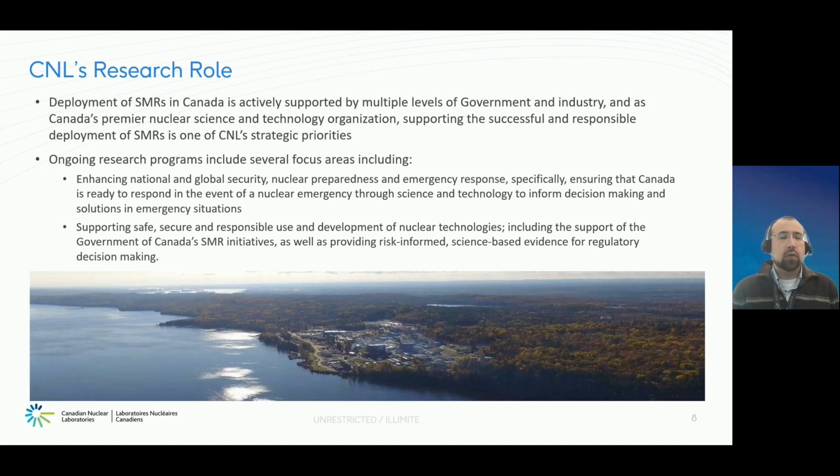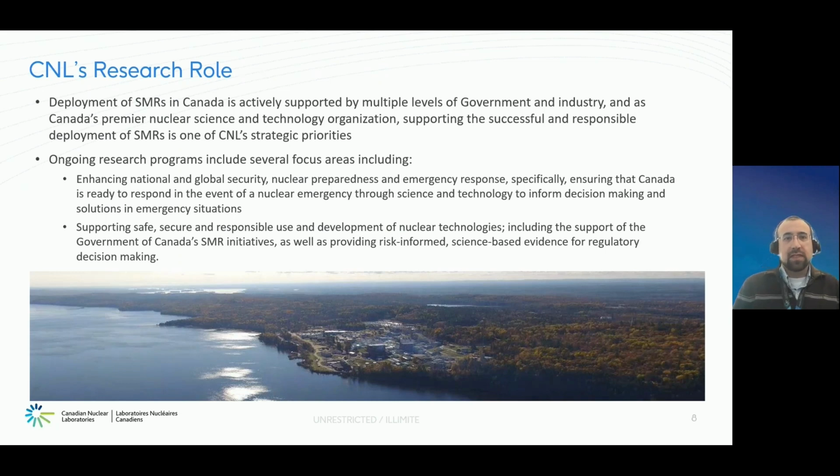Our ongoing research programs include several focus areas, including enhancing national and global security, nuclear preparedness and emergency response, as well as supporting safe, secure, and responsible use of nuclear technologies and providing the risk-informed, science-based evidence for regulatory decision-making.